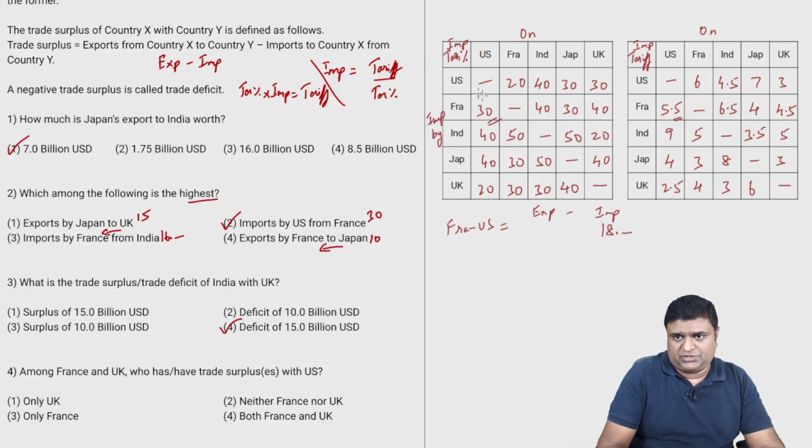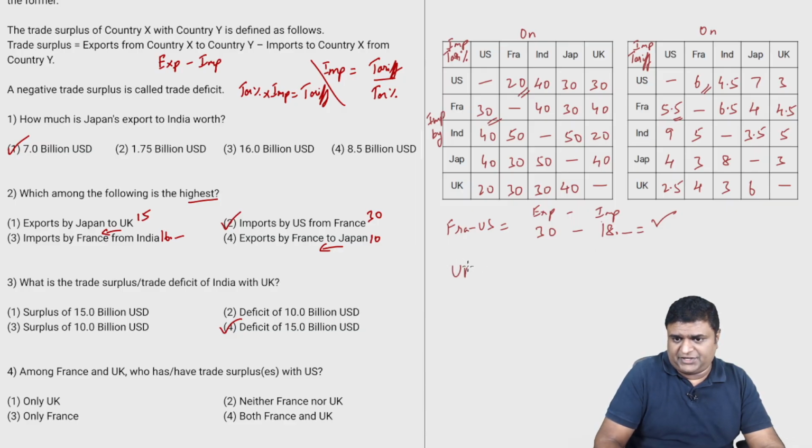What about exports over here? US to France imports. US to France, that's 20%. If 20% is 6, multiply with 5, that's 30. 30 minus 18 is going to be a surplus. I don't need the exact value, right? What about the next one?